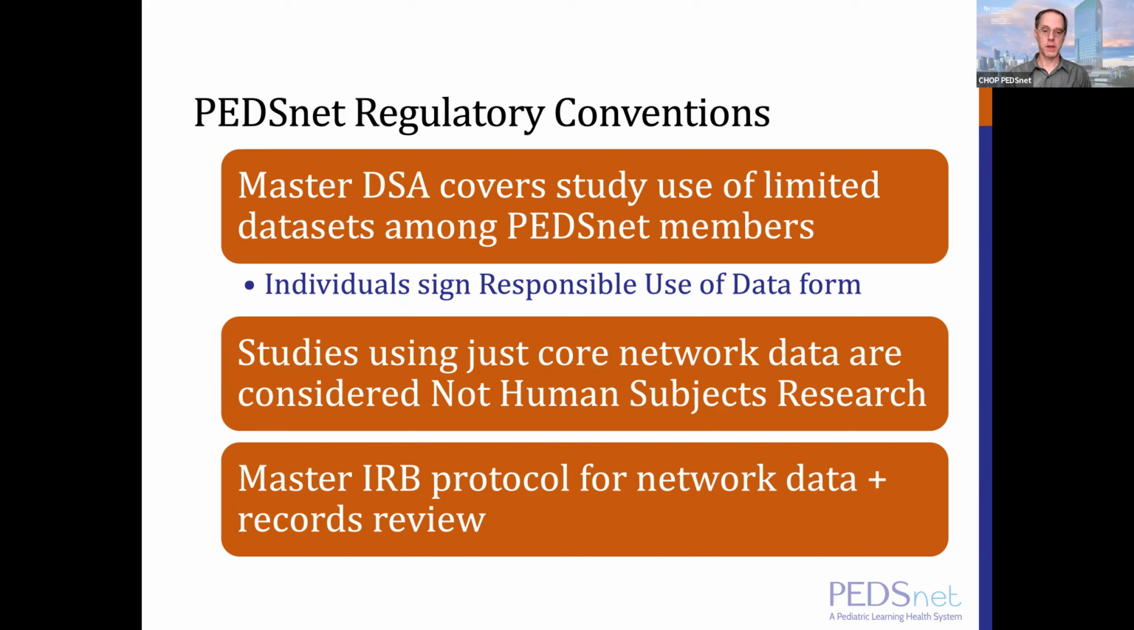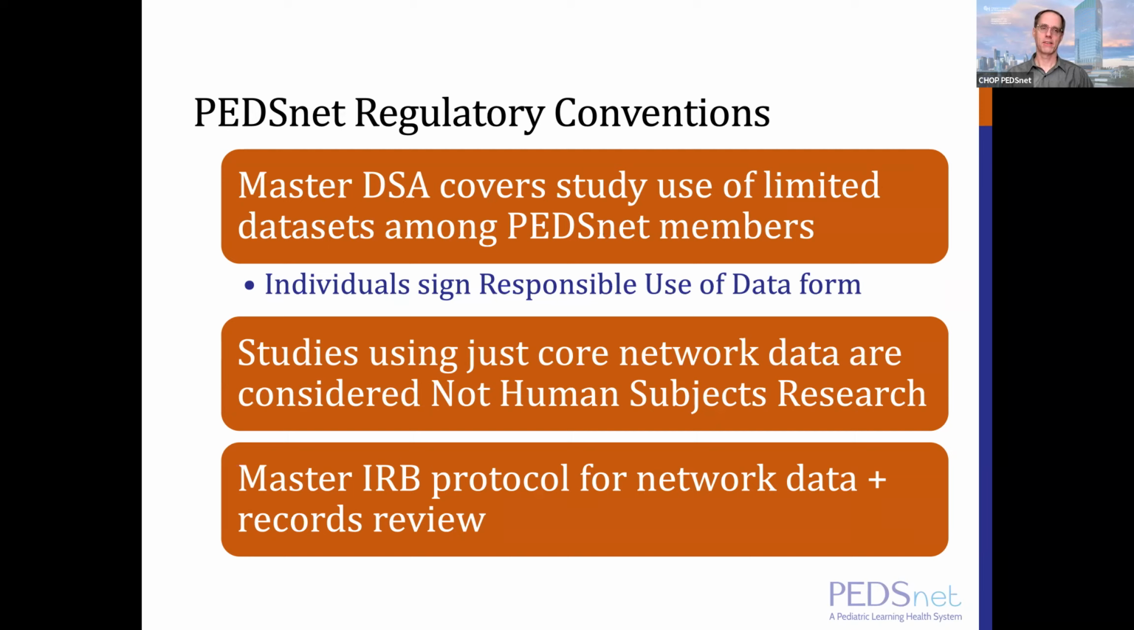From an IRB perspective, studies that use only the core network data, where most identifiers are missing and there has been two levels of coding introduced in order to separate the data in the core database from identifiable EHR data, are considered not human subjects research. So those are things that are not subject to ongoing oversight by an IRB and do not require submission and review of a complete protocol.